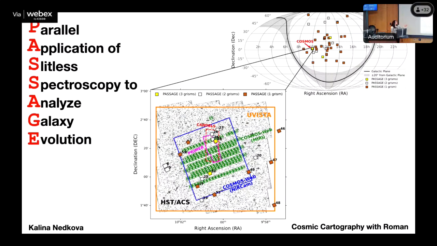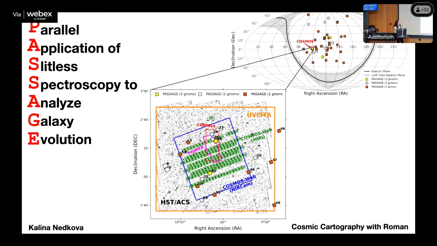The survey that I'll be describing to you today is called PASSAGE. It is a Cycle 1 JWST program with NIRISS, and it is also a pure parallel program. What that means is that we took our observations at the same time as other primary programs that were not using NIRISS. Earlier today, Julie already mentioned that we can do something similar with Roman. For example, if we're observing with the coronagraph, we can also observe in parallel with WFI.